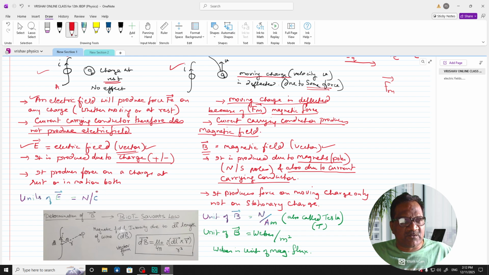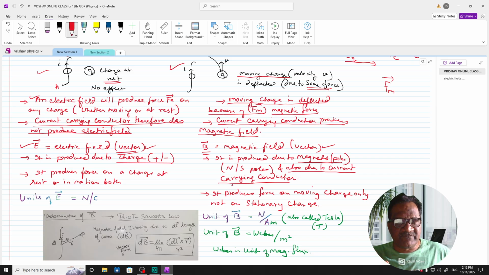Now let us talk about the force. Electric field produces a force which acts on a charge at rest as well as in motion. So the electric field which is produced will affect a charge even if it is at rest, and even if it is moving, it will be affected. So the electric field has that property.